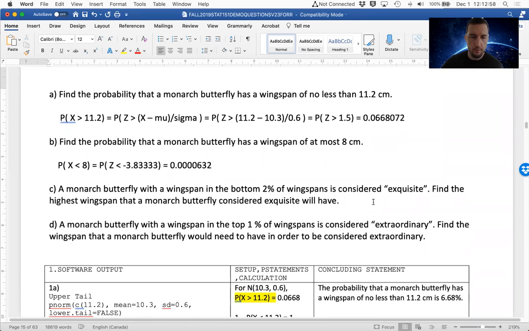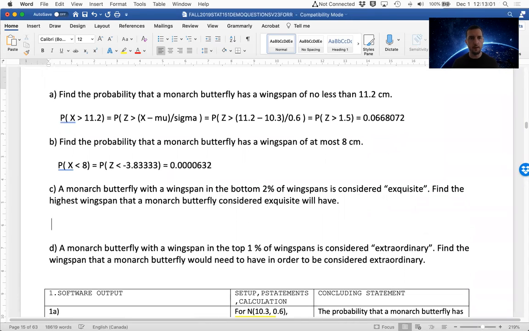Okay, here's another good one. Here we have a monarch butterfly with a wingspan in the bottom 2% of wingspans is considered exquisite. Find the highest wingspan that a monarch butterfly considered exquisite will have. So what we want to know here is what value of X marks the second percentile. It's saying the bottom 2%, so from 0 to 2%, are an exquisite butterfly, so a very small butterfly. So what value of X marks the second percentile?